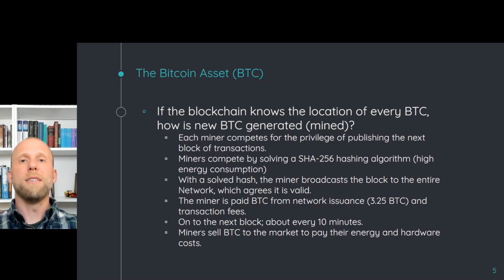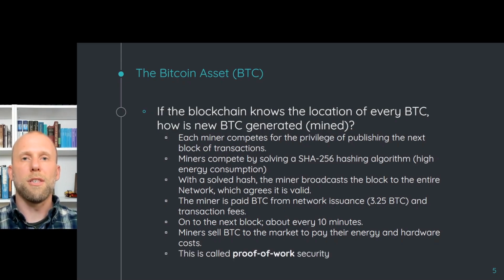Now, the way that new BTC gets into the market for other people is through the high energy costs that miners have. They have to pay those, and they pay them by selling their Bitcoin. So as miners accumulate Bitcoin, they also accumulate energy bills. They then sell their Bitcoin to the market to pay those energy bills. And that's how new Bitcoin gets into the market. But there will only ever be 21 million Bitcoin produced. And we'll see why here in a minute.